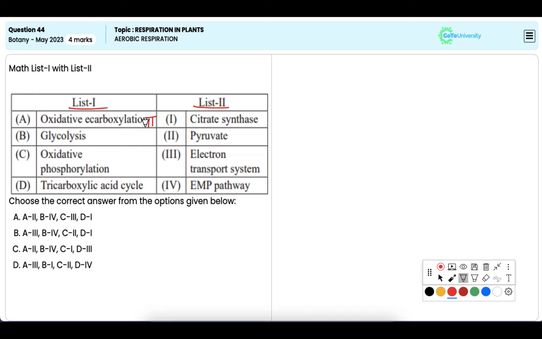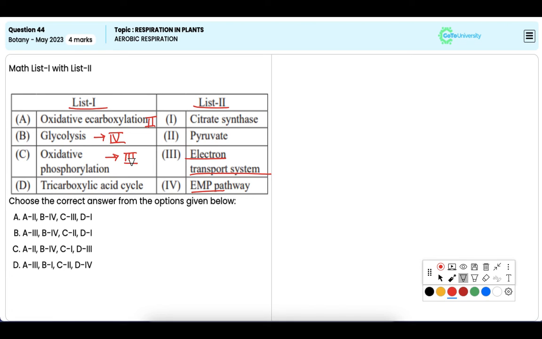The EMP route is a common term used to describe glycolysis. Thus, B matches with 4. Oxidative phosphorylation involves the electron transport chain and ATP synthase embedded in the inner mitochondrial membrane. Thus, C matches with 3.